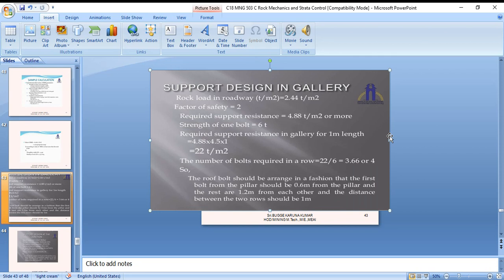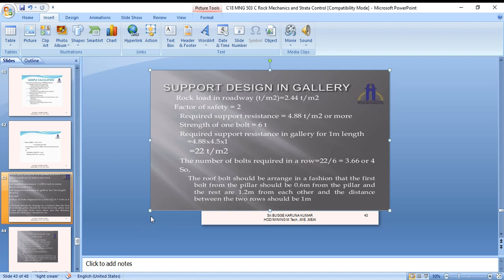So rock load in the roadway is equal to 2.44 ton per meter square, with a factor of safety of 2. Required support resistance is equal to 4.8 ton per meter square or more. One bolt has a strength of 6 tons. Required support resistance in the gallery for a 1 meter length is 4.8 into 4.5 into 1, which is equal to 22 tons. The number of bolts required in a row is 22 by 6, which is 3.66, so 4.